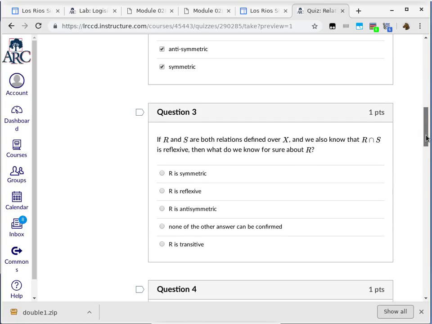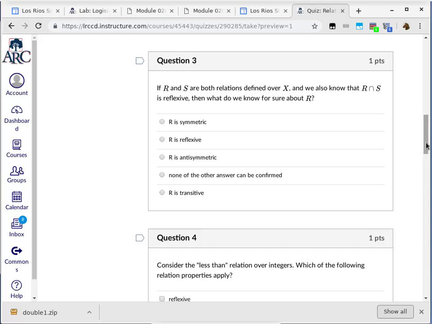Question number 3. Now, question number 3 gets a little bit more abstract because I'm not even telling you what X is, the set that the relations are defined over. I'm not telling you what R is. I'm not telling you what S is. I'm not even telling you the cardinality of X. Just pick any X. So regardless of how we choose R and S and X, we know one thing for sure: the intersection of R and S is reflexive. So now you have to remember what intersection is.